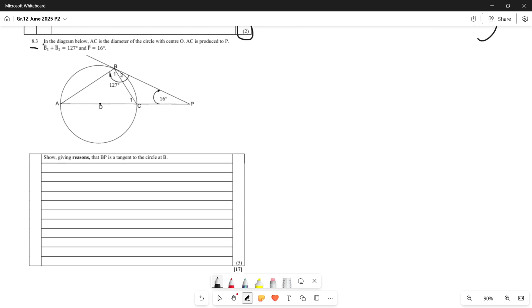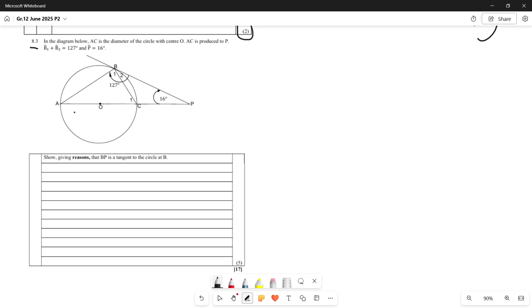So 8.3: in the diagram below, AC is the diameter of the circle with center O. So we have a center, very important. AC is produced to P, so it's just an extension of a straight line. B1 plus B2 equals 127 degrees, okay? And P equals 16 degrees over here. So it's saying show, giving reasons, that BP is a tangent to the circle at B. So this is a 5-mark question. It looks like a tangent, but we can't assume it is a tangent here. So in order to prove a tangent, we have to look for some sort of tan chord theorem, considering we have a triangle inside our circle.